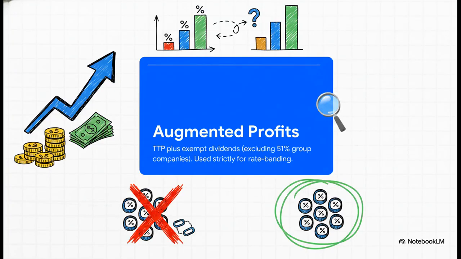Now, because augmented profits literally dictate your tax rate, we need to be crystal clear on what they actually are. It's your taxable total profits plus those exempt dividends we mentioned. But watch out, because there's a classic trap here. You must exclude dividends from 51% group and consortium companies. Seriously, do not add those in. And remember, the vast majority of dividend income is totally exempt from corporation tax anyway. We are only adding them back here strictly for rate banding purposes, just to see if your company gets shoved into that higher 25% or 26.5% bracket.